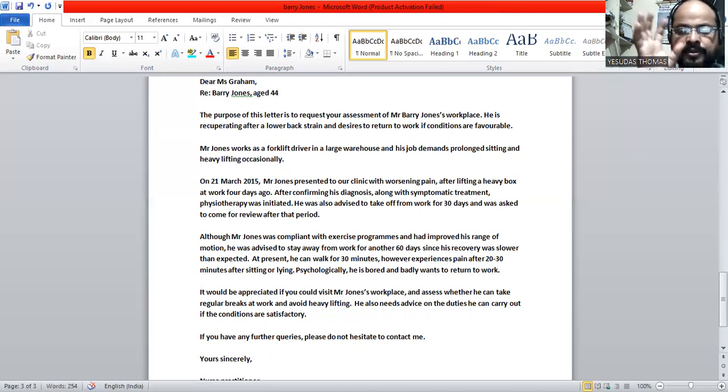Because the duty of the occupational therapist is to assess whether he can take regular breaks at work and avoid heavy lifting at his workplace. So Miss Graham needs to visit John's workplace, assess whether he can take regular breaks at work and avoid heavy lifting. Now, he also needs advice on the duties, what duties he can perform. Now, if the conditions are satisfactory, if the conditions are favorable, what duties Mr. Barry can carry out, what duties he cannot. So this is another thing that Ms. Graham needs to get us the report.